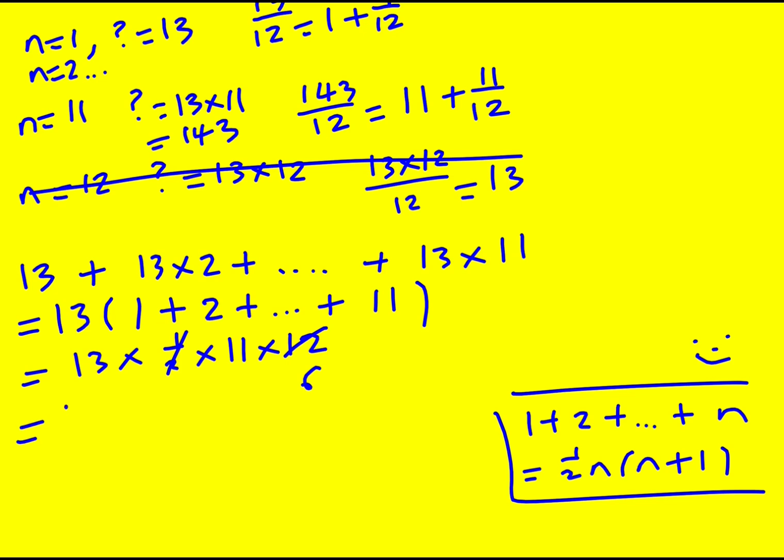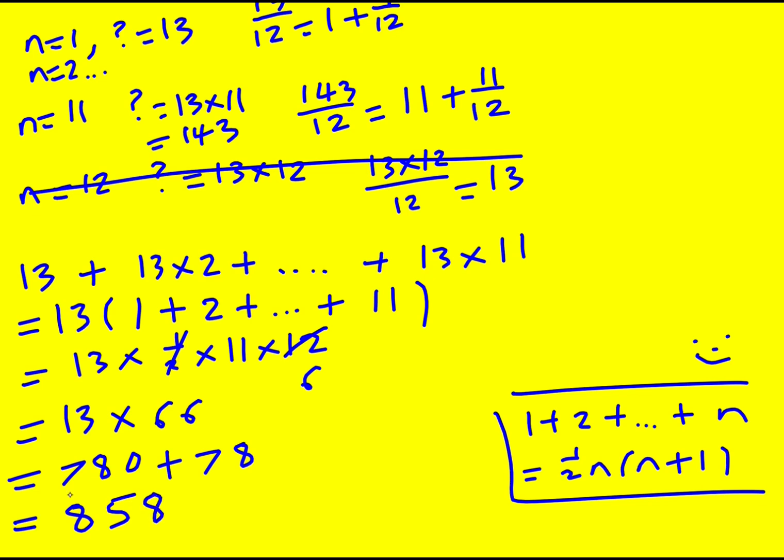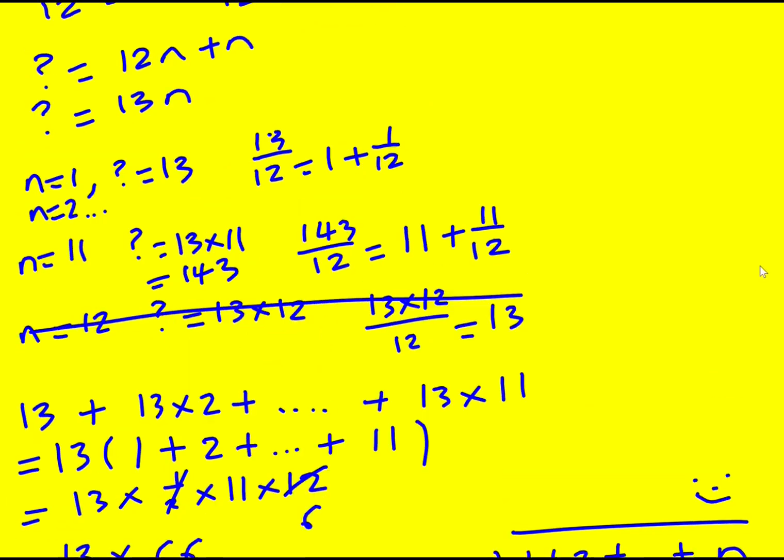Probably best to just do 13 times 66. Which one's the best one to times first? I'm not sure. So 13 times 6 is 78, so I'm going to get 780 when I do 13 times 60, 780 plus 13 times 6, 78, and that is going to give me my answer. It's going to be 858. All right, well done.